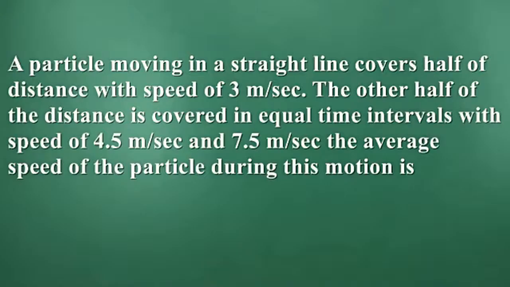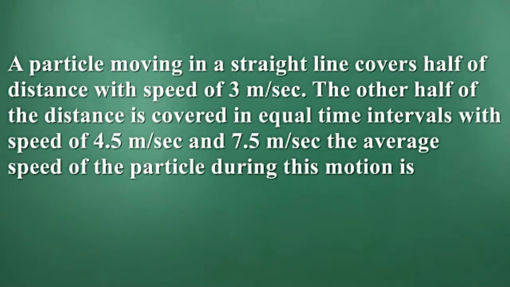Another problem. A particle moving in a straight line covers half of the distance with the speed of 3 meter per second. The other half of the distance is covered in equal time intervals with the speed of 4.5 meter per second and 7.5 meter per second. The average speed of the particle during this motion is. So, this is a similar problem.